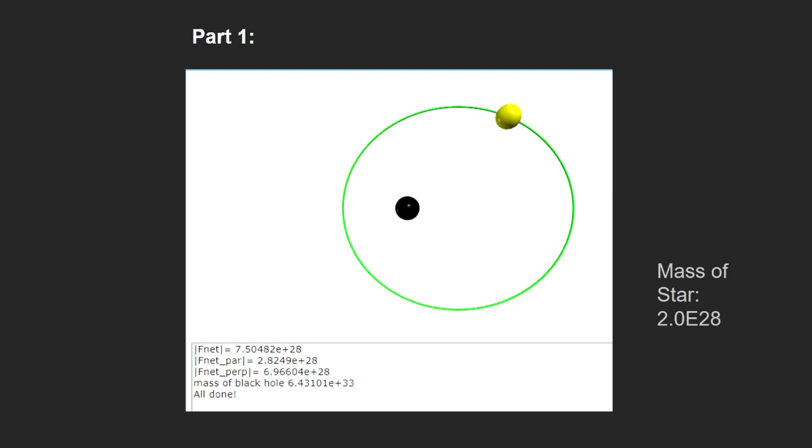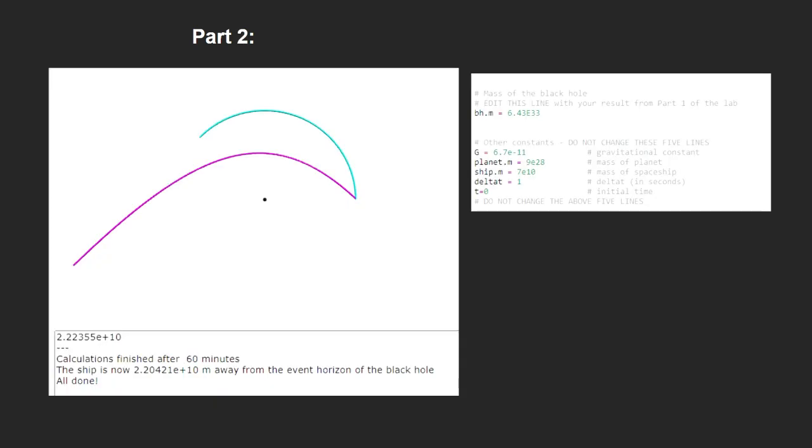Now, part one of this experiment was trying to get the mass of the black hole. And in this, you can see F net is 7.5 times 10 to the power 28. F net parallel is 2.8 times 10 to the power 28. F net perpendicular is 6.9 times 10 to the power 28. And the mass of the black hole, which is the important part that we're trying to figure out, is 6.43 times 10 to the power 33. So really, really a lot of mass. Now, one of the inputs to this system was the mass of the star, which we knew beforehand. And that was 2 times 10 to the power of 28.